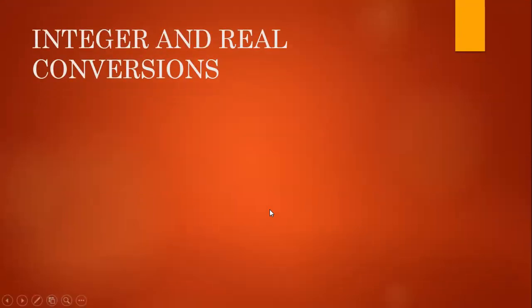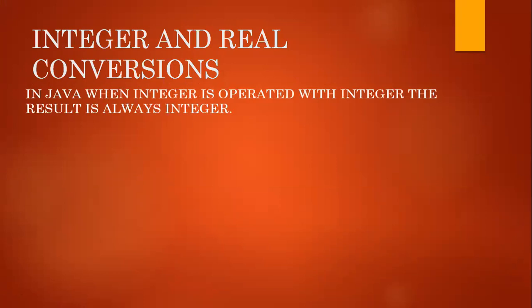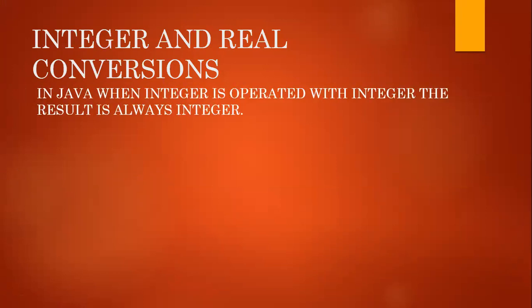Now, integer and real conversion. Again, a very, very important topic to remember, because you may end up making a lot of mistakes in this particular topic. So what is that? You know that in Java, when one integer data type is operated with another integer data type, the result is always an integer. Remember, integer is operated with integer.